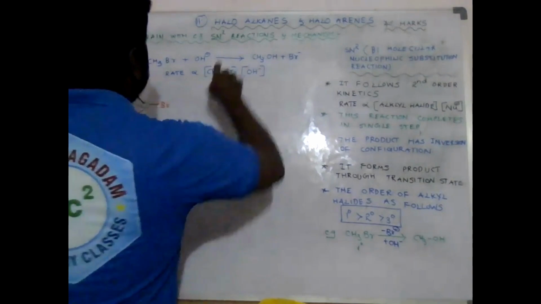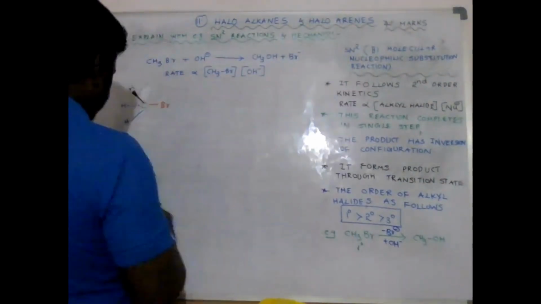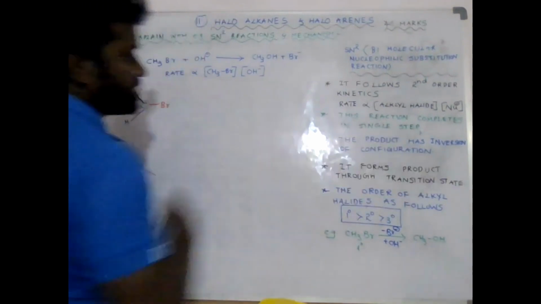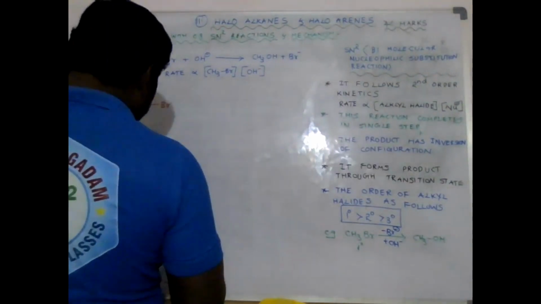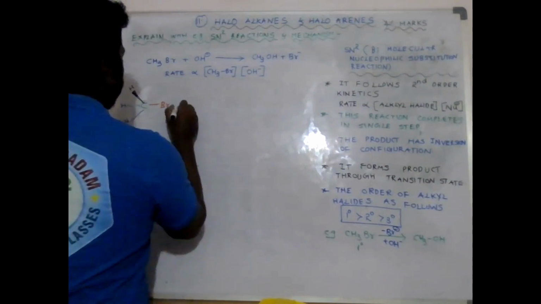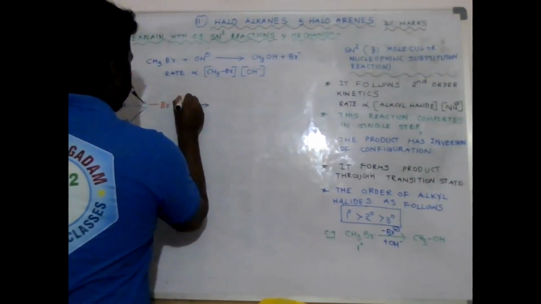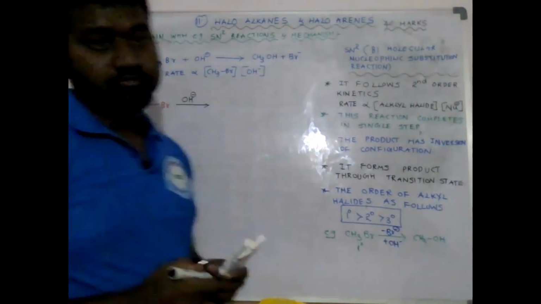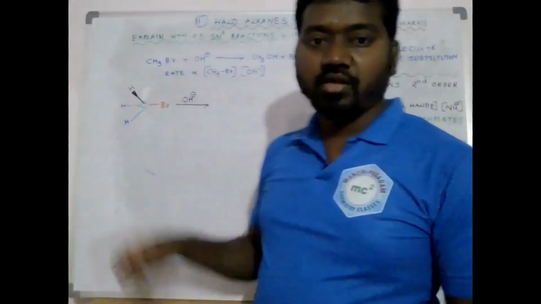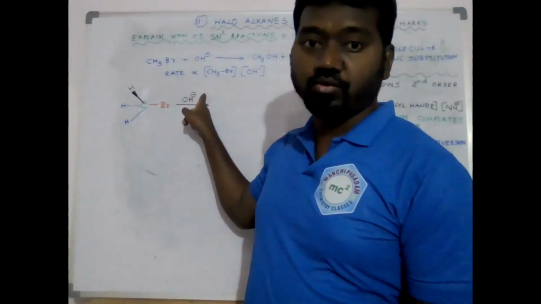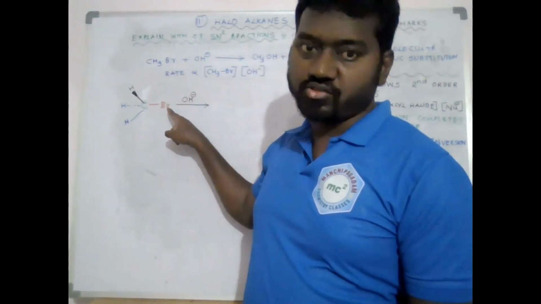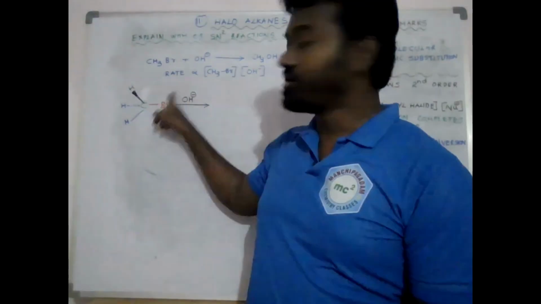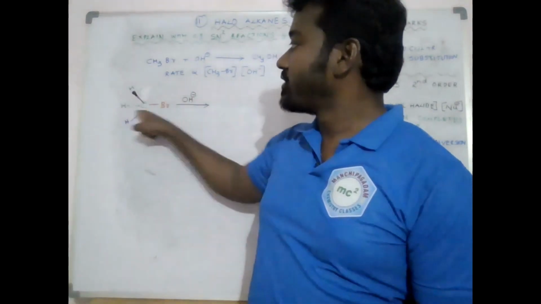Now here, SN2 reaction, what will happen? SN2 reaction forms product through the transition state. Correct? So here, attack of nucleophile first we will discuss. This is the OH minus. Br minus also one nucleophile. Already one nucleophile is there, it can't move through the front. So it will go from behind this molecule like this.